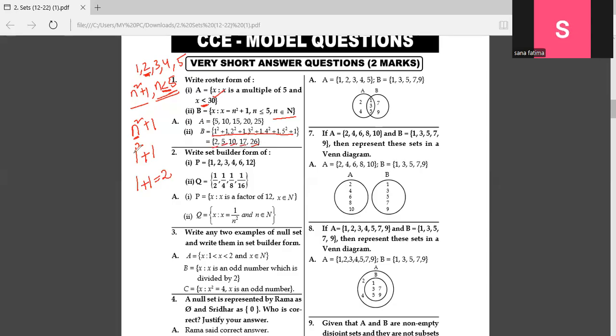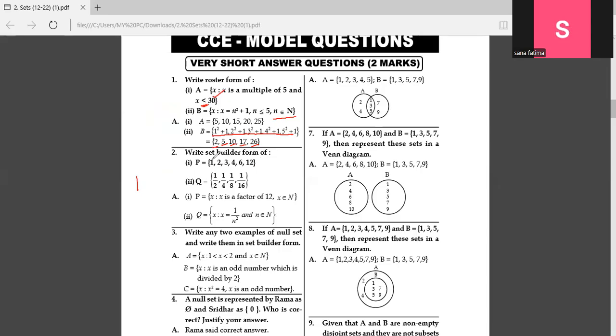Okay. Now, what is the next question? Let us see. Write the set builder form of P: 1, 2, 3, 4, 6, 12, and 1 by 2, 1 by 4, 1 by 6 and 1 by 16. So x is a factor of 12. How will you write it? We'll first study what is given here: 1, 2, 3, 4, 6, 12.